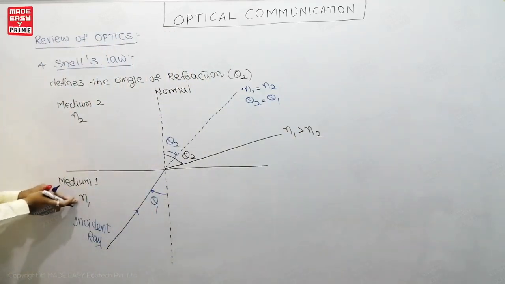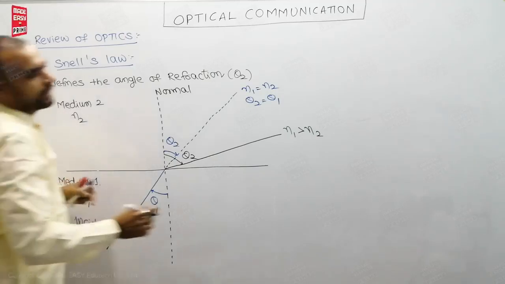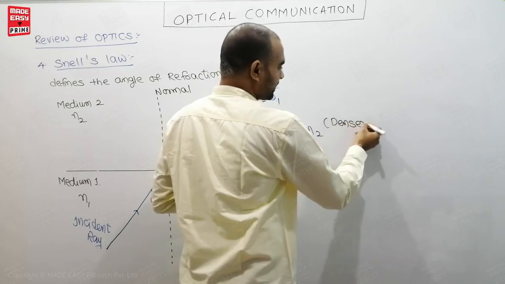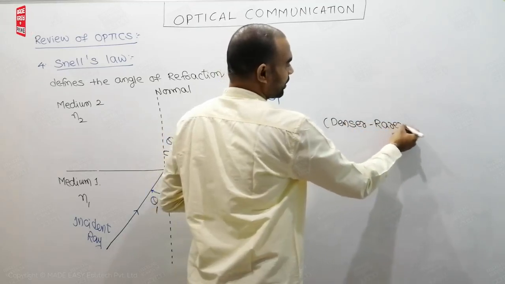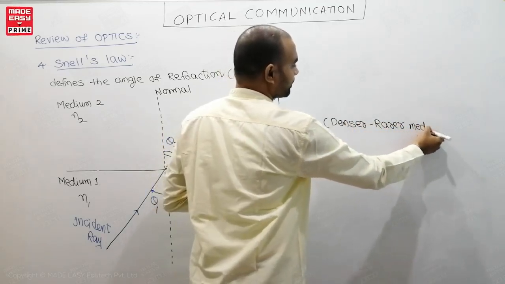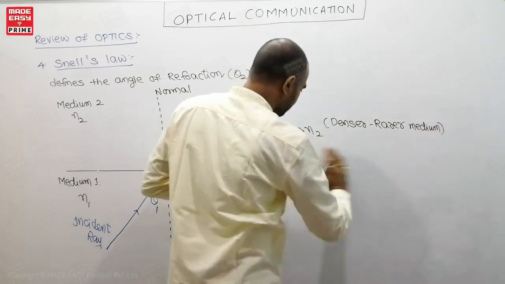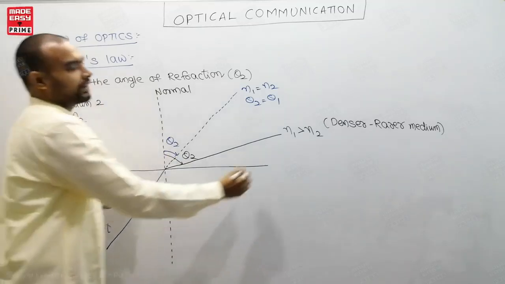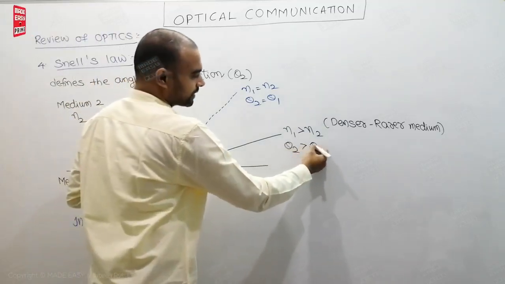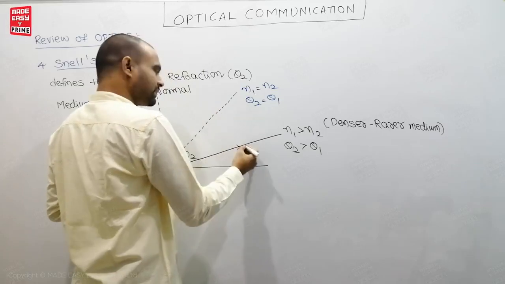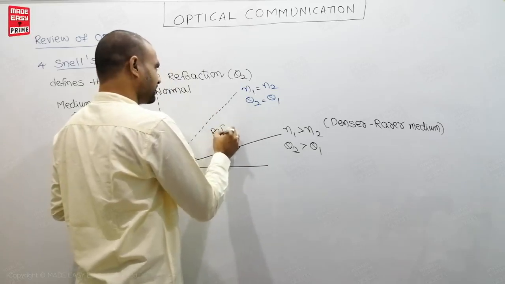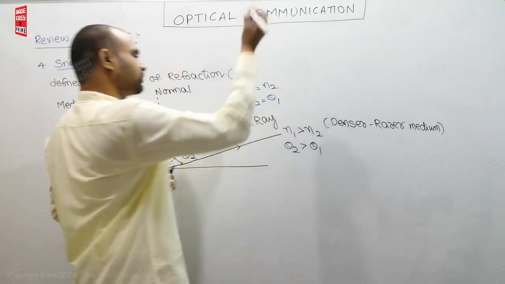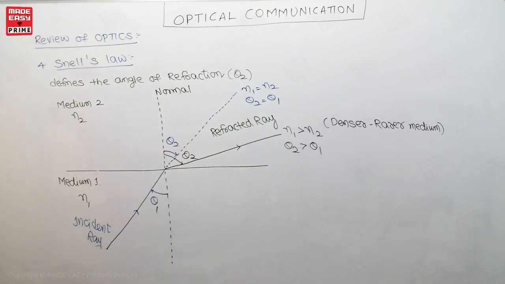Whenever N1, medium 1, is greater than medium 2, that means the light is moving from denser to rarer medium. Then definitely theta 2 is greater than theta 1. This is called the refracted ray.